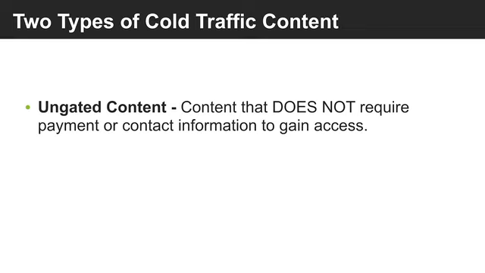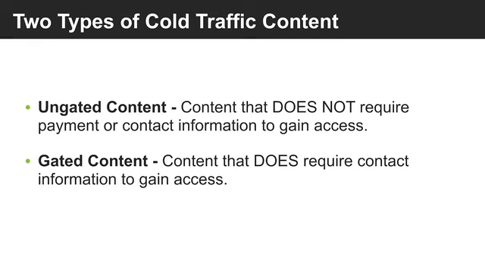The two types of content that you're going to need in this stage are, first, ungated content: content that does not require payment or contact information to gain access. These are things like blog posts and videos. You don't need to give someone money or contact information to read your articles or watch videos.